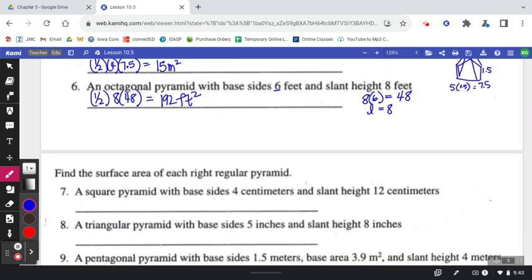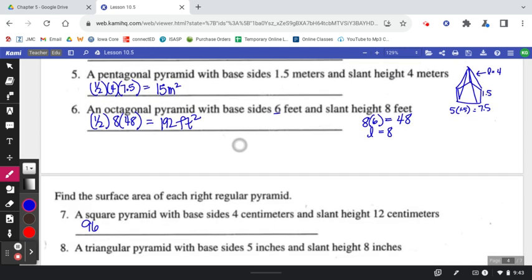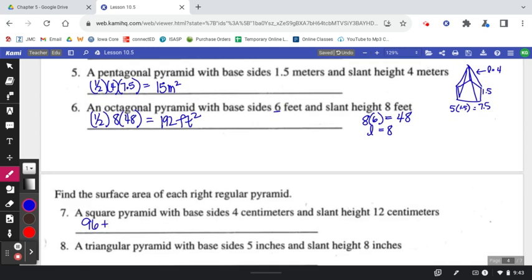So I've already done the lateral area. We said it was 96, right? Yep. Plus, I need the area of the base. Well, if it's a square where both sides are 4, the area would be 16. So 96 plus 16 gives me a total of 112 centimeters squared.